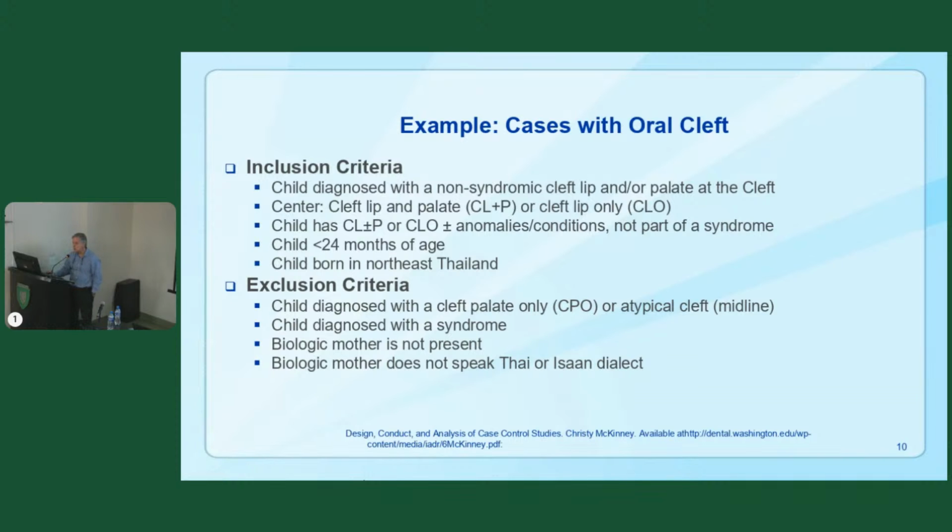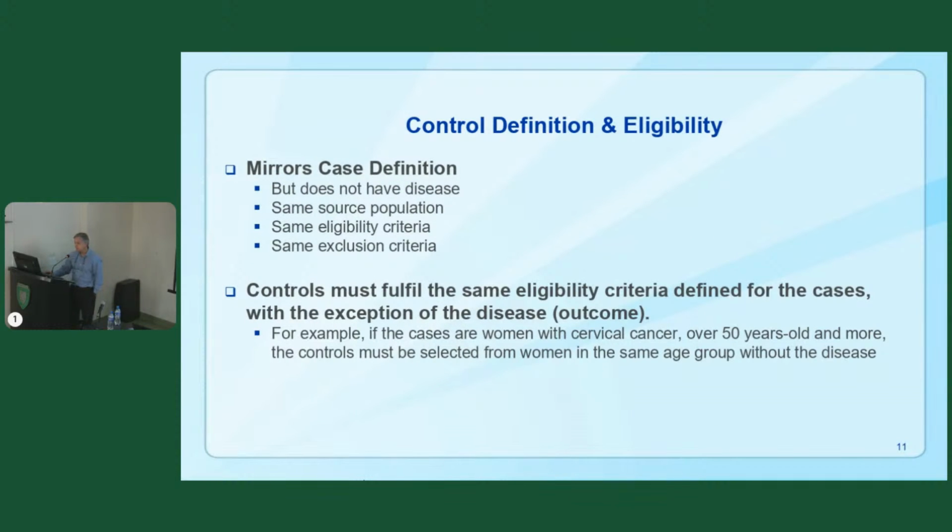But have clear inclusion-exclusion criteria to eliminate the possibility of invalidating the study through difficulty of implementation, like the biological mother not being present, the biological mother not speaking the language, or getting confused about what the actual case is. So you eliminate those things that could be falsified, like a real known case with a different genetic possibility. Mirror the case definition. The control group has to mirror the case definition, but not have the disease. So they need to be the very same kind of person that could have been a case. You want to make sure they are the same.